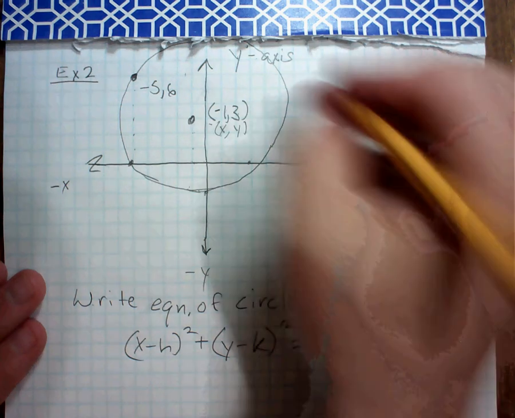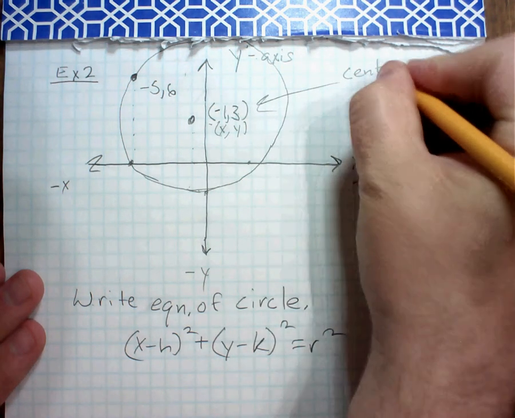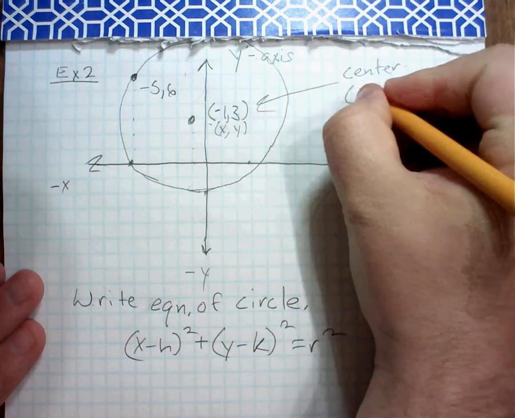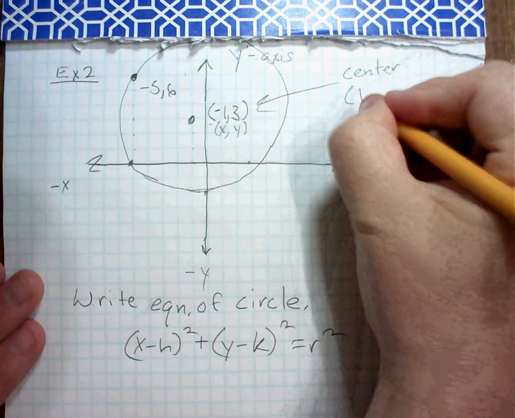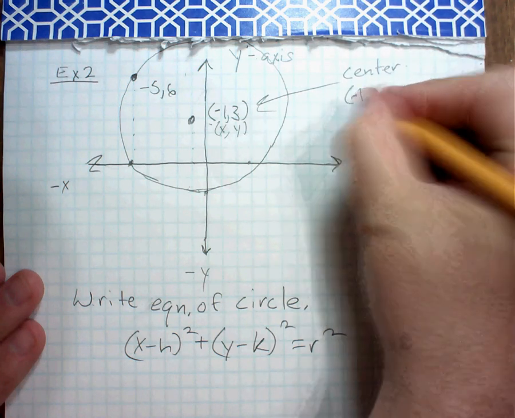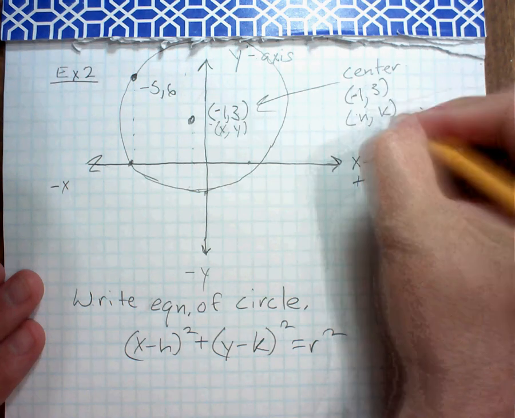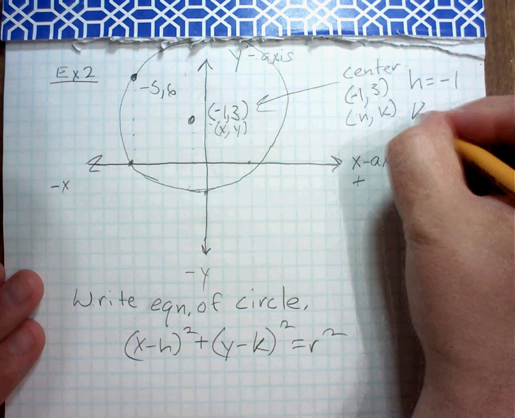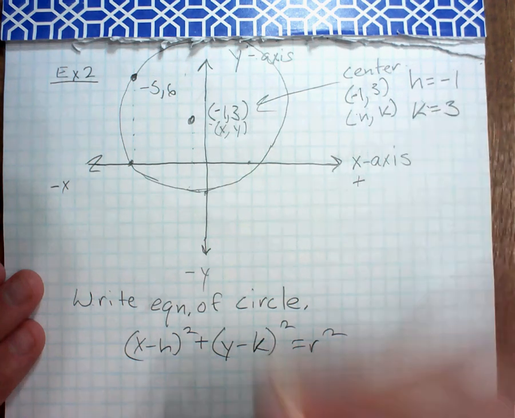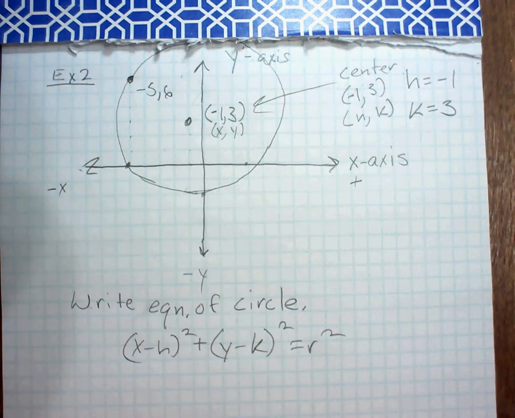Well, h comma k is the center of the circle, so my center of the circle is negative 1 comma 3. That's my h comma k. So that means that h is equal to negative 1 and k is equal to 3. But now the radius is the distance from here to here. And I have to calculate that.